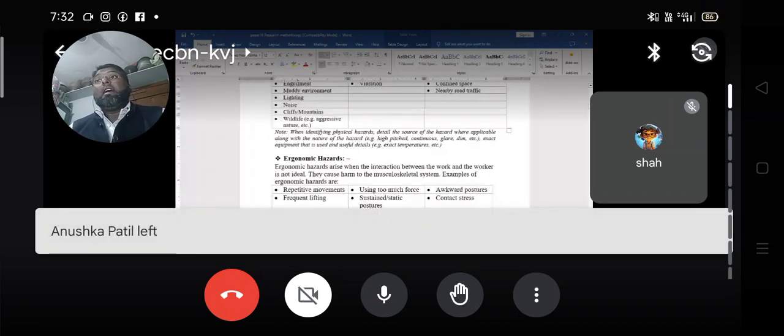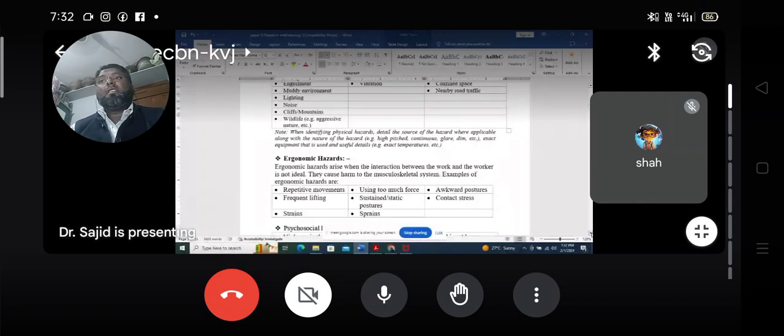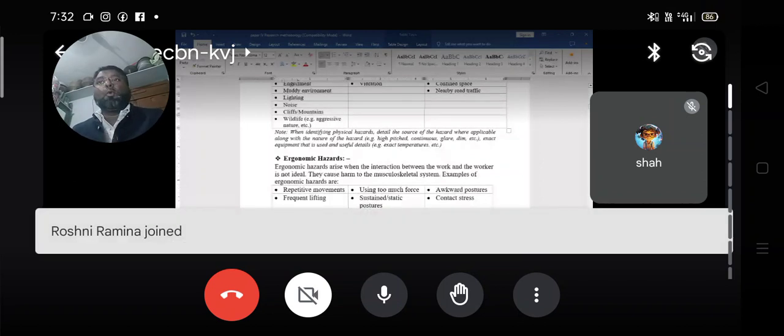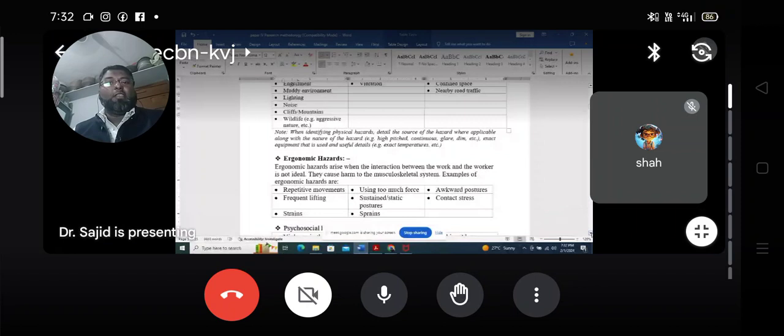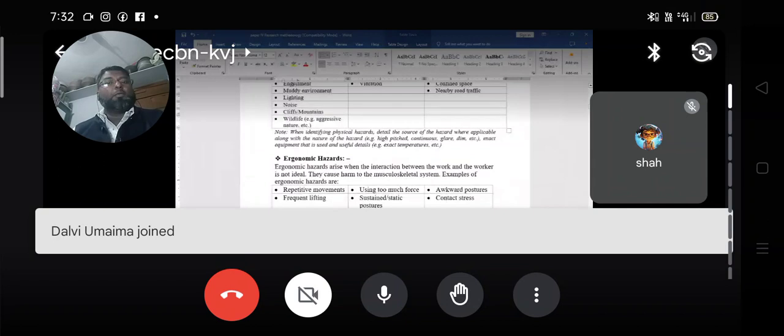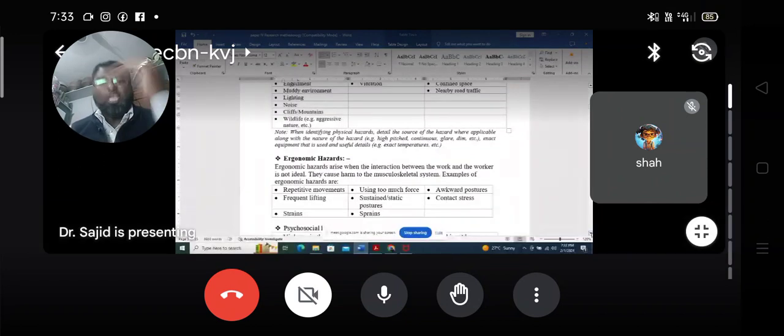Then the ergonomic hazards. These ergonomic hazards are nothing but the interaction between two persons or two workers. If there is miscommunication or no proper interaction between two persons in the lab, this ergonomic hazard is present in the lab. That may harm your musculoskeletal system. Musculoskeletal system is nothing but your thinking capacity, which may be hampered due to this miscommunication or improper interaction.